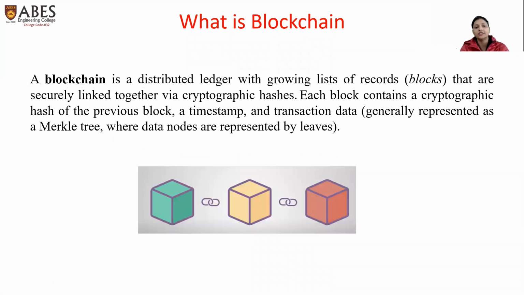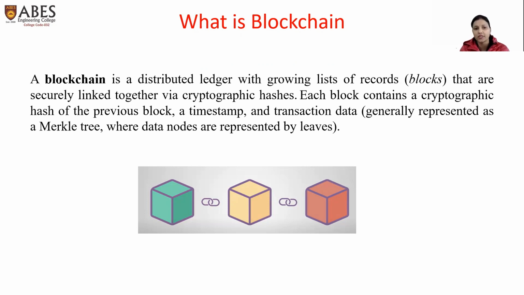So, a blockchain is a distributed ledger with a growing list of records. These records are also known as blocks. As the name suggests, blockchain is a chain of blocks. These blocks are also known as the records. These blocks contain the data, the information, or the transaction records in themselves.